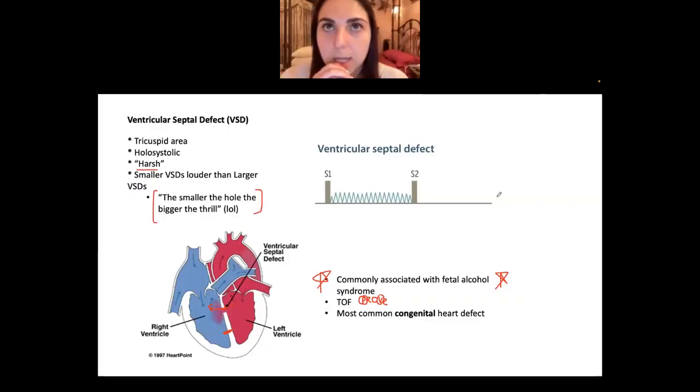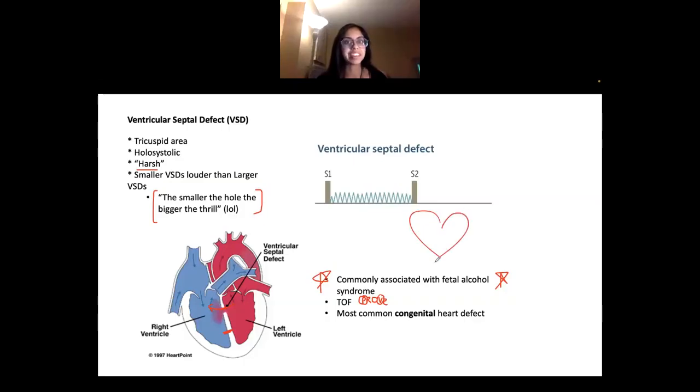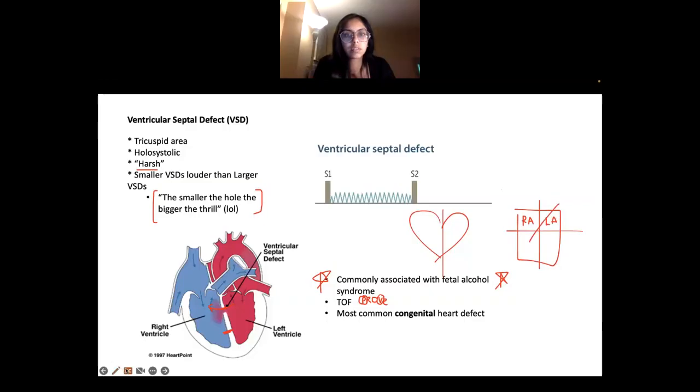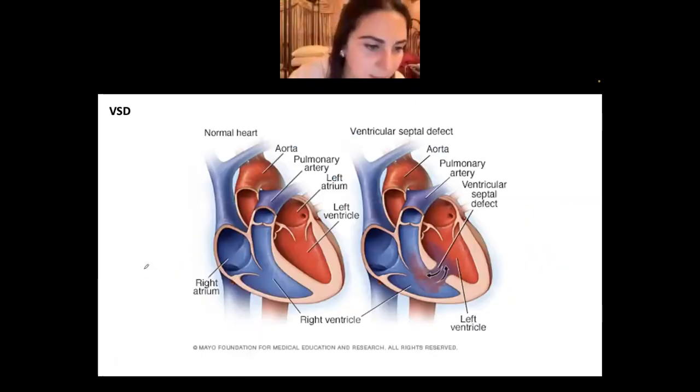Yes. And that's also why for tetralogy of Fallot, that's the one where they squat and they feel better, right? Yeah, that comes up all the time in questions. So I can explain it really quick. I'm just going to draw my box heart. So with left atria, all right, that's good enough for now. No, you know what? I'm going to use this one.